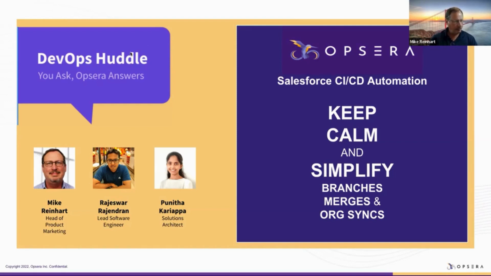Today we're focusing on Salesforce applications, the title being Keep Calm and Simplify Branches, Merges, and Org Syncs. This is based on a lot of feedback we've gotten from customers and prospects about the complex environment in developing Salesforce applications. I'm joined with a couple of my distinguished colleagues, Rajeshwar Rajendan, who's a lead software engineer, and Punitha Karyappa, who's a solutions architect here at Opsera. Both of them have deep software experience as well as Salesforce application experience, and we'll be doing some of our demo work today.